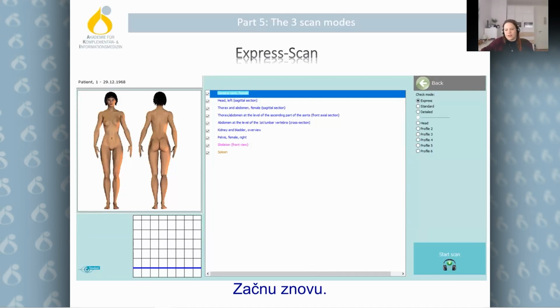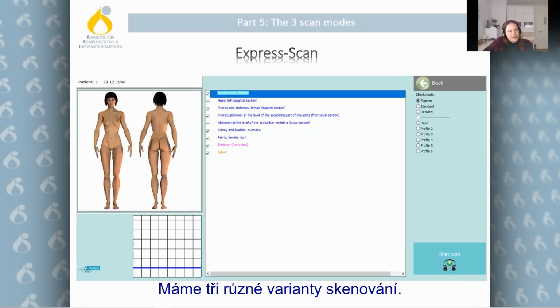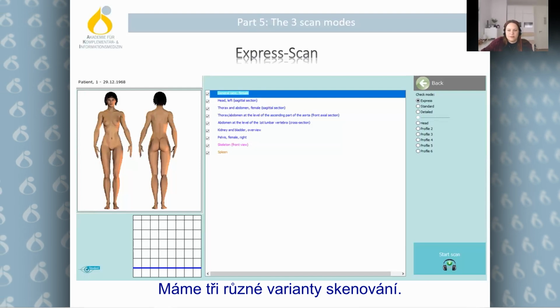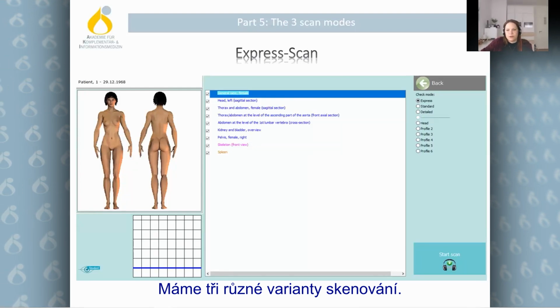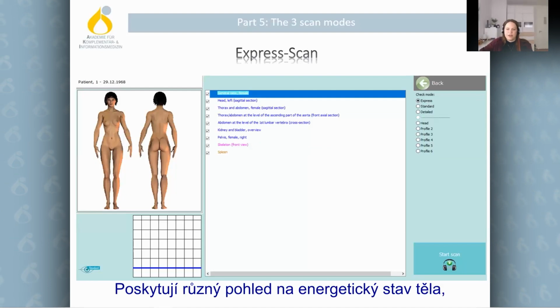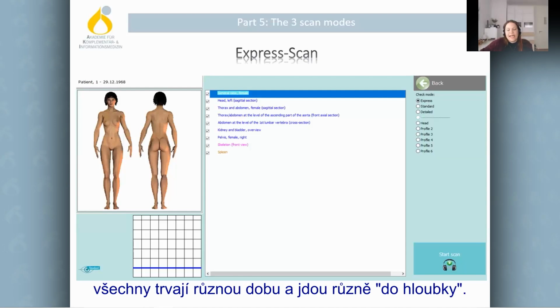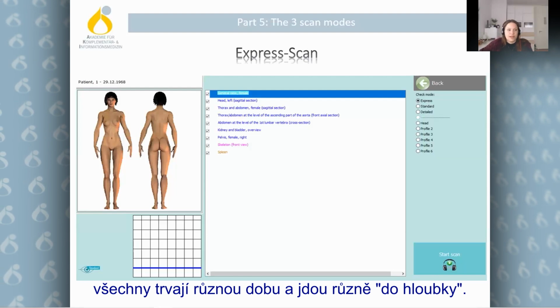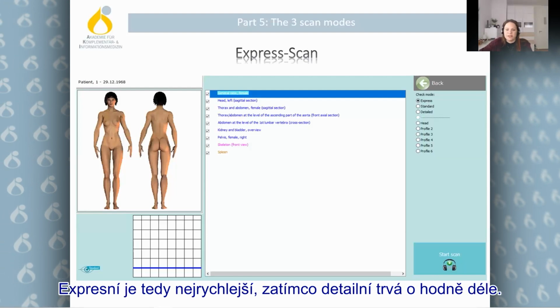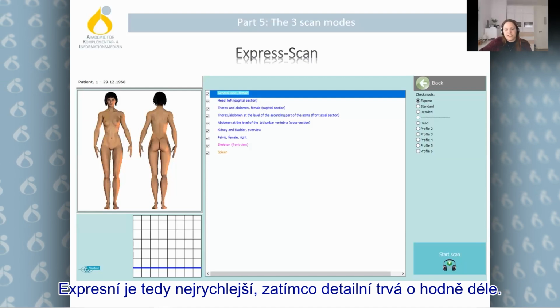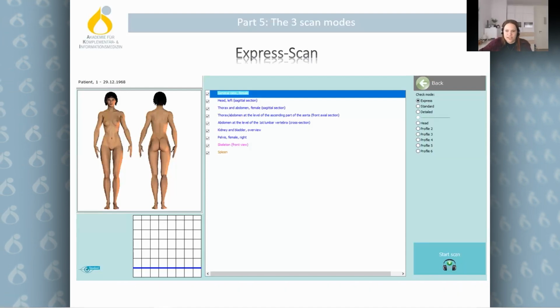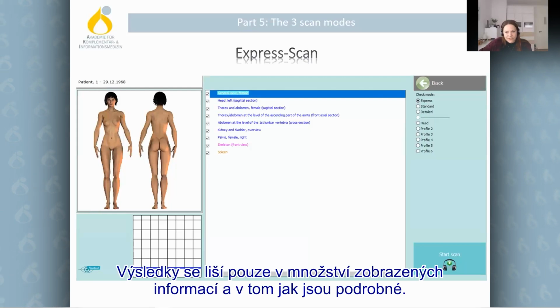Well, from the start again. We have 3 different scan methods or modes to be able to have different ways of looking at the energetic body, and of course because we need different time with each scan. The express scan is the fastest, and the detailed, of course, takes longer than the express scan. The results and types are not different, only the amount of information displayed differs.